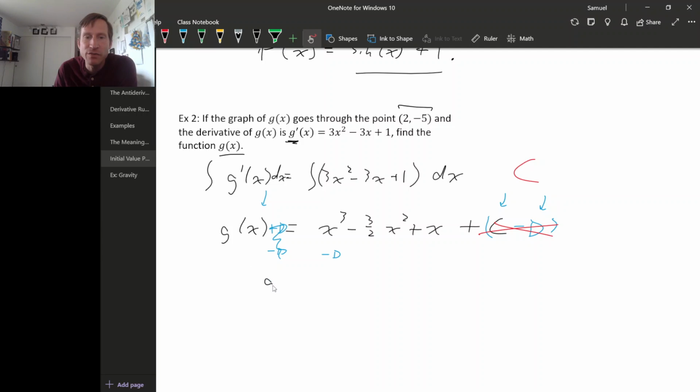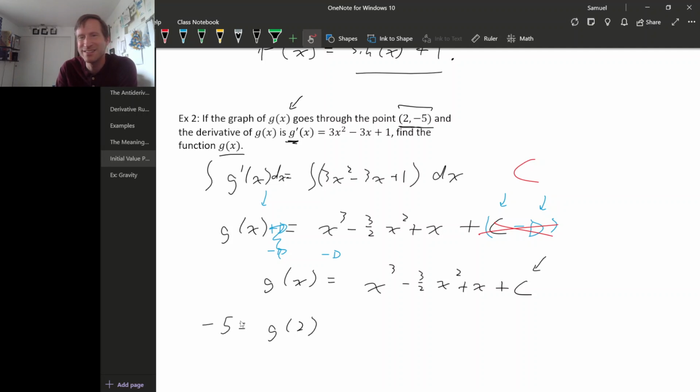Okay, so we have a partial formula for g of x. Right? We know that g of x is x cubed minus 3 halves x squared plus x plus some constant, but we don't know what this constant is yet. Now remember, we have this extra information. The graph of our function g of x should go through this point, but that means that g of 2 should be minus 5, right? Because if the graph goes through the point 2 comma minus 5, well, that means that it's going through the point 2 comma g of 2. That means g of 2 has to be minus 5.